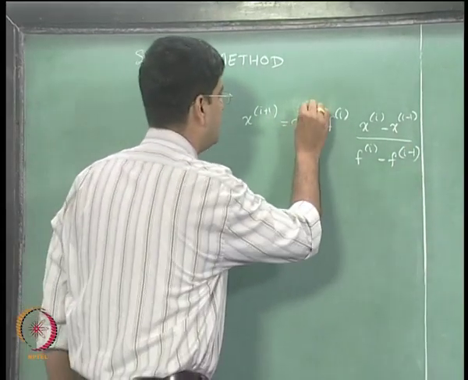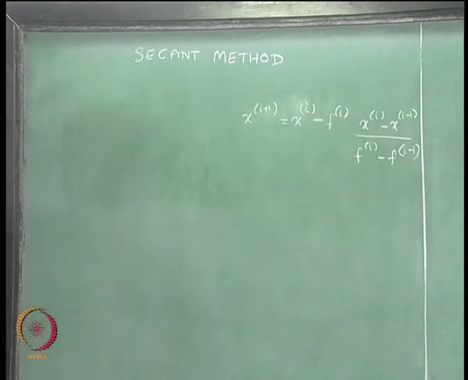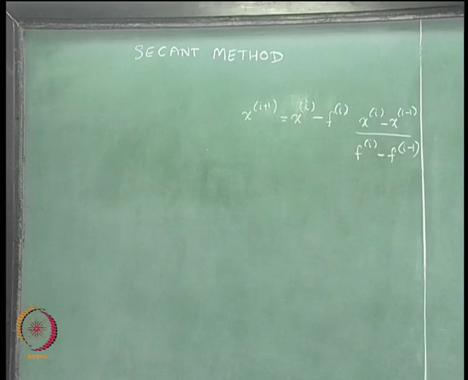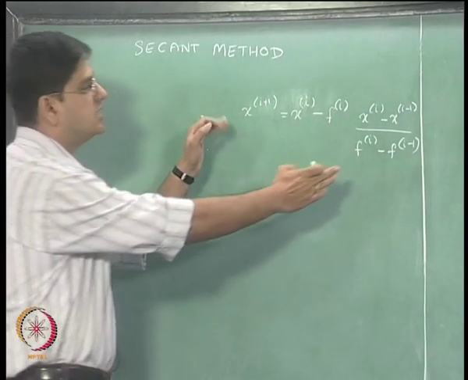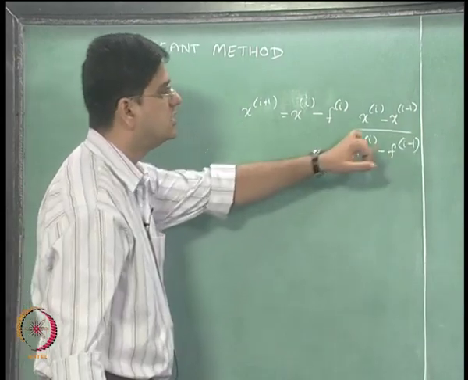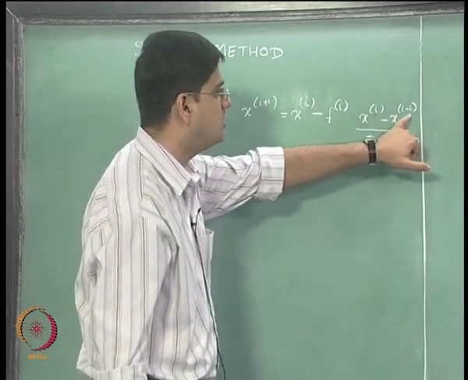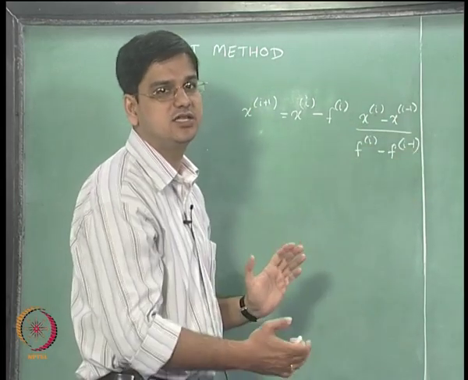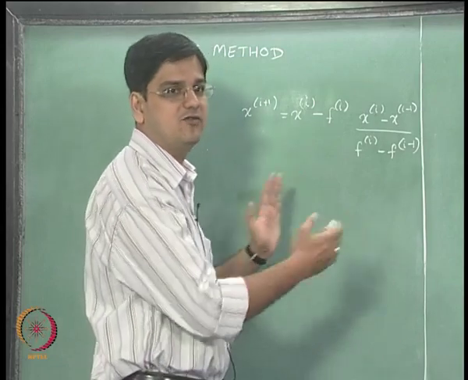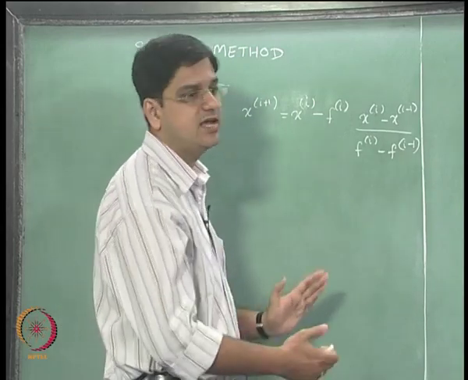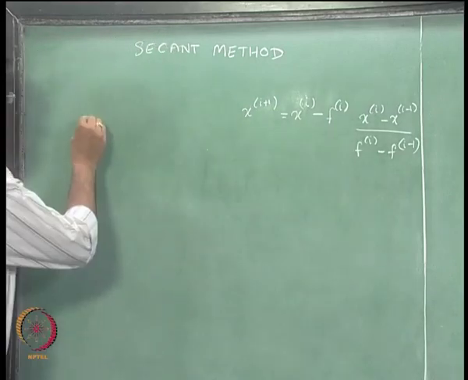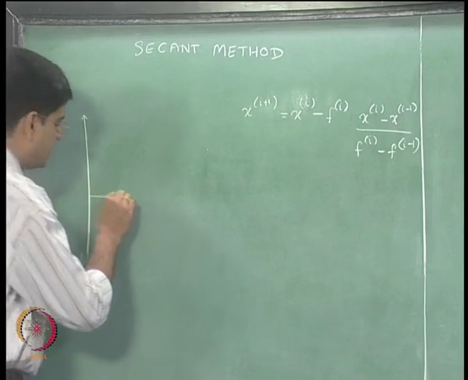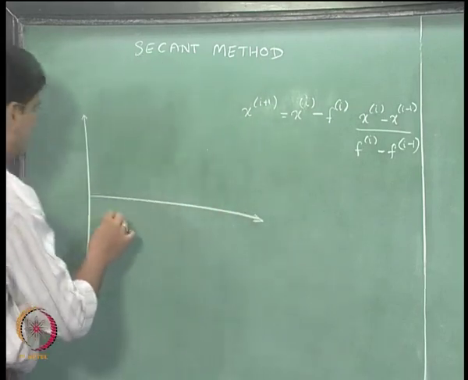If you compare this particular expression with what we have just written a few minutes ago, with the expression for the secant method, the two expressions are one and the same. The only difference is we do not bother whether xi and xi minus 1 lie on either side of the curve. They can both lie on one side of the curve, or on either side, and it really does not matter.